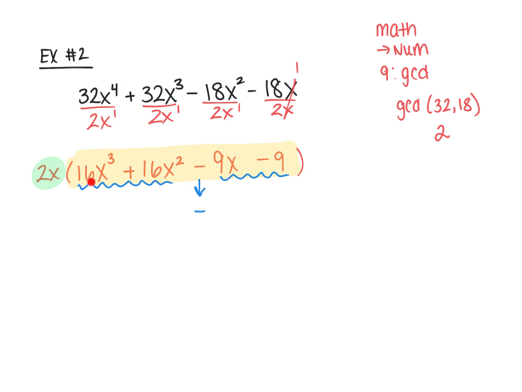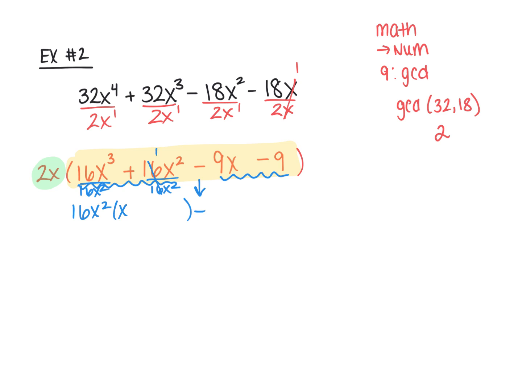So the GCF between 16x to the third and 16x squared is obviously the 16. The lowest exponent is a squared. So we're going to take out a 16x squared out of both terms. Now again, you can write 16x squared underneath if it helps. You don't need to, but you can. So here the 16s are going to cancel to 1. X to the third divided by x squared. Subtract the powers, you just get x.